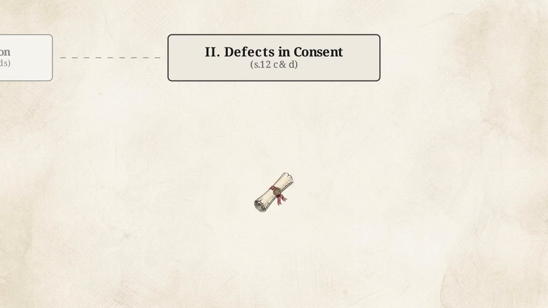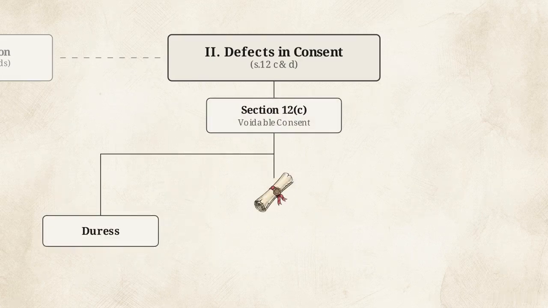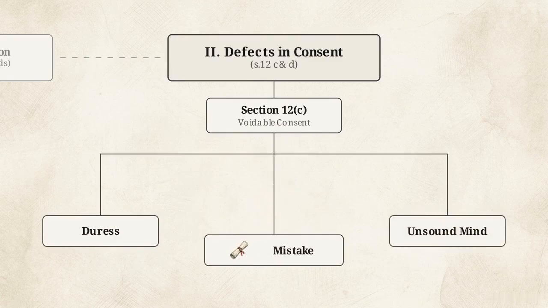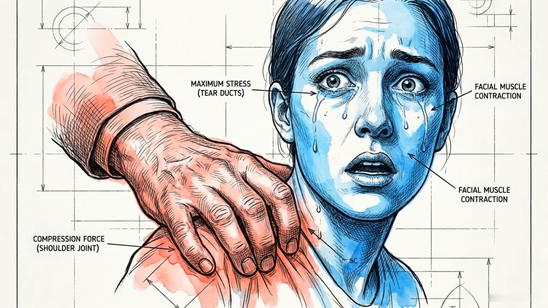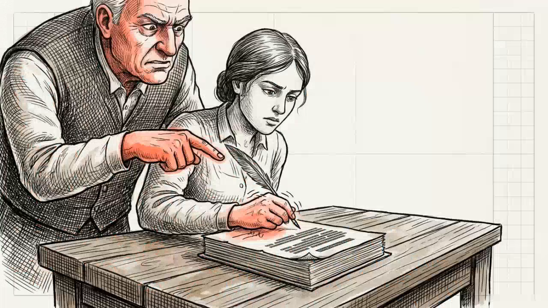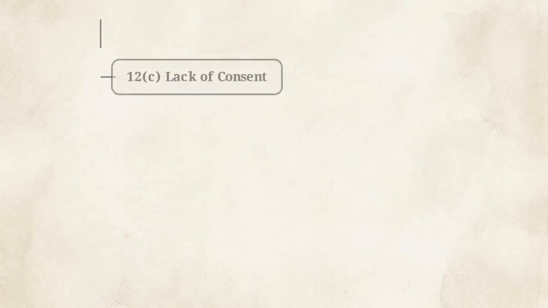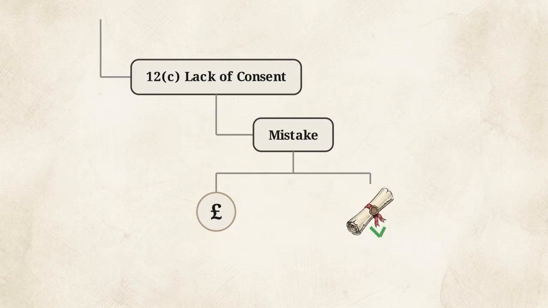Moving to the second pillar of the framework, we examine defects in consent. A signature might look perfect, but it's voidable under 12C if the consent was compromised by duress, mistake, or unsoundness of mind. The threshold for duress is high. In cases like Harani, it requires proof of undue pressure that completely overbears the applicant's will, meaning true voluntary consent was never given. The law requires proof of an overbearing external force, crushing individual agency until the victim's independent will shatters completely. For mistake, the error must relate to the ceremony's legal nature.